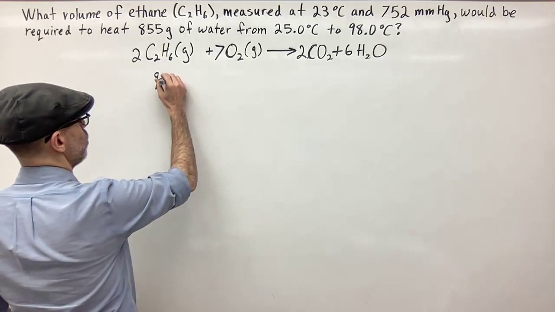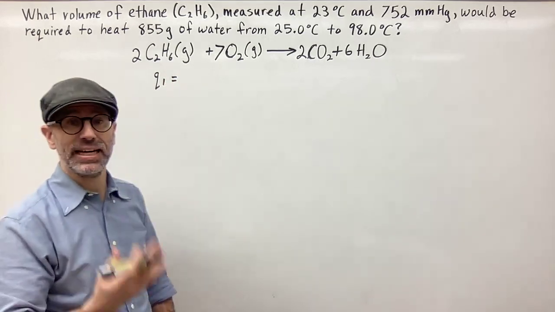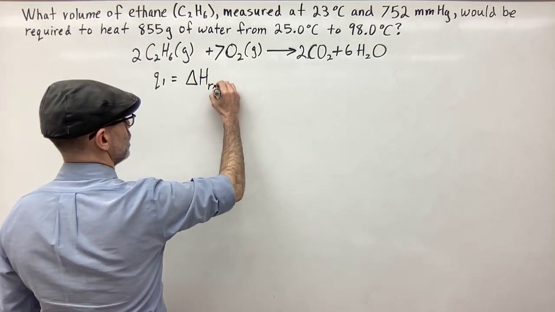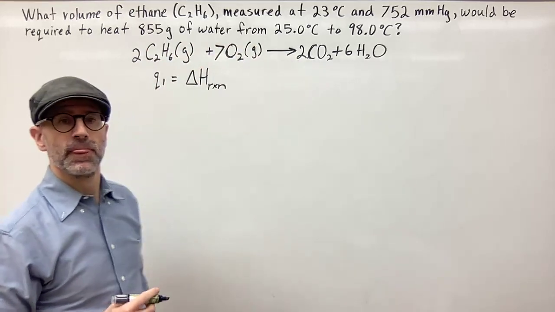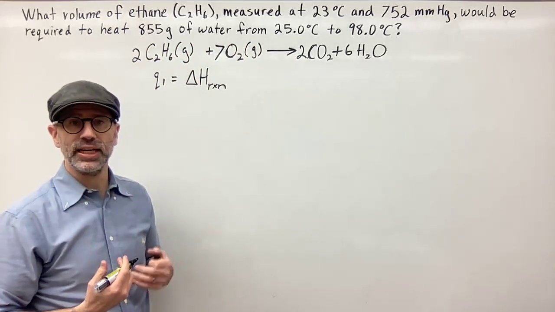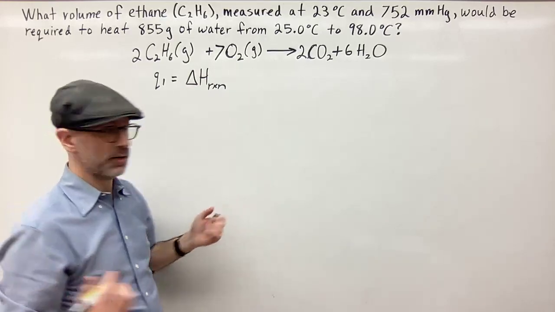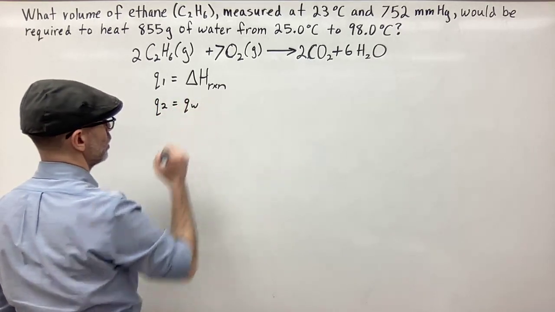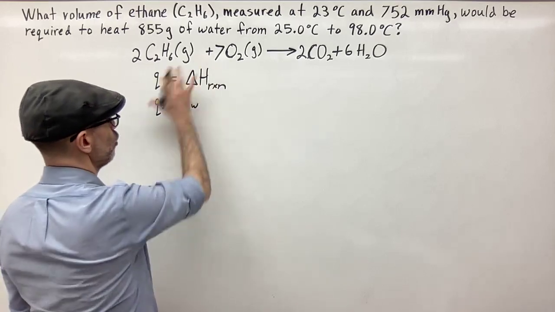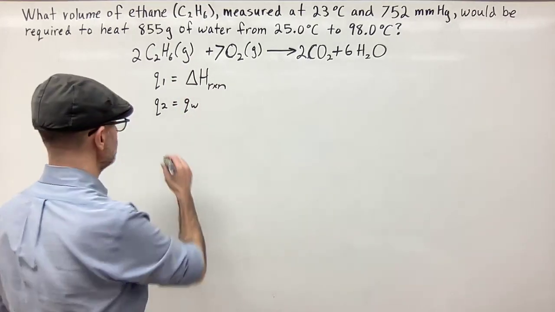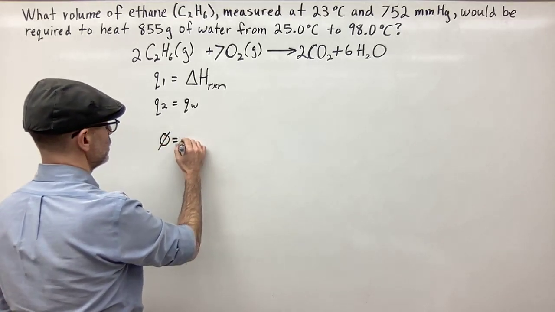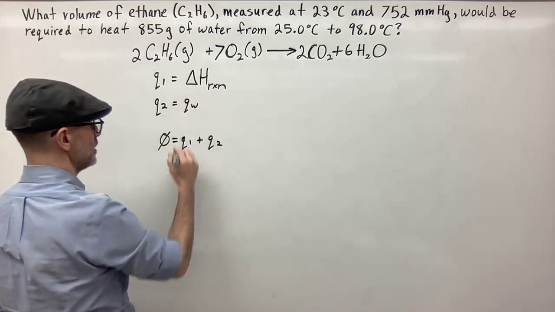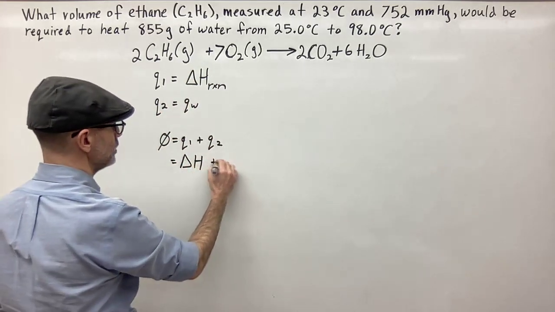So that means that our Q1 is going to be the heat of the reaction, the delta H of the reaction, this reaction here. That's going to give off heat. What's absorbing the heat? The only thing mentioned in the problem is the water. So our Q2 is going to be the Q of the water. And so those two Q values are going to add up to zero. So that's going to be Q1 plus Q2, which is the delta H plus the QW.